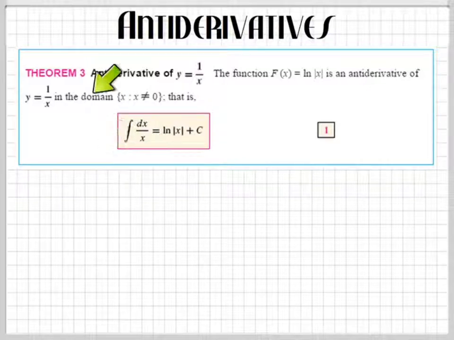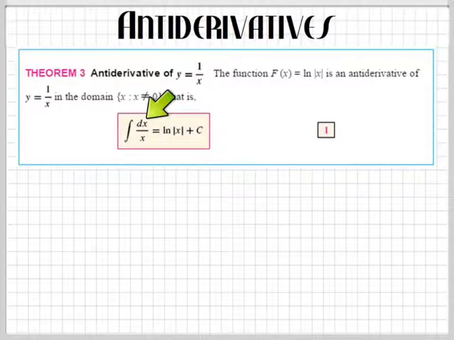Here's the formal definition in the text. Antiderivative of 1 over x would give you natural log of the absolute value of x, and it specifies a domain, which is what I was talking about with the graph, and that's what you get. So it's a formula you can memorize.